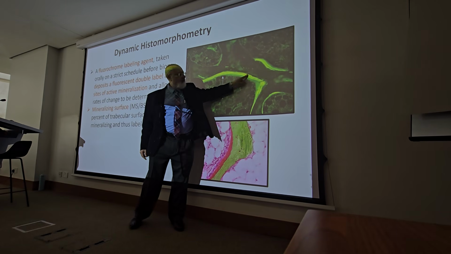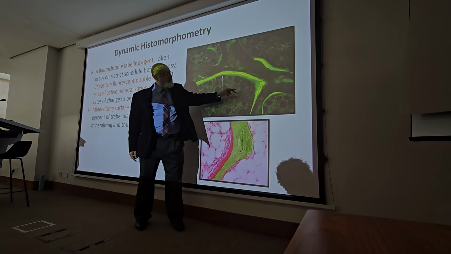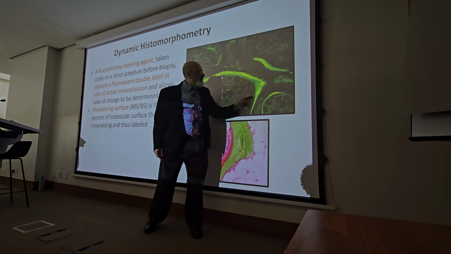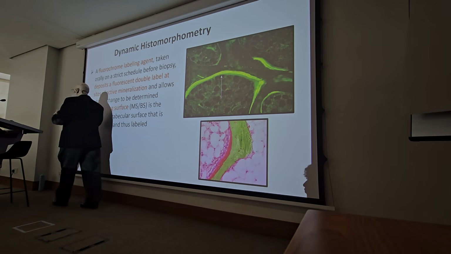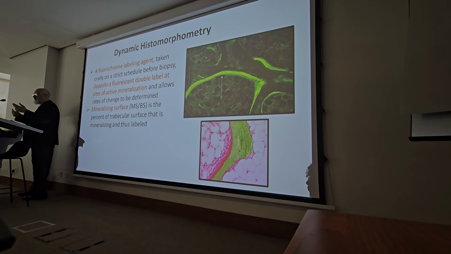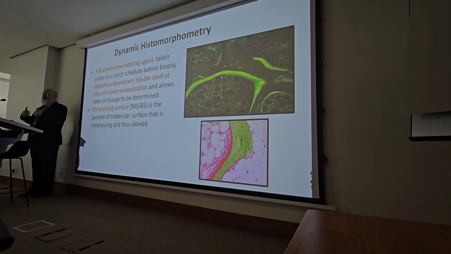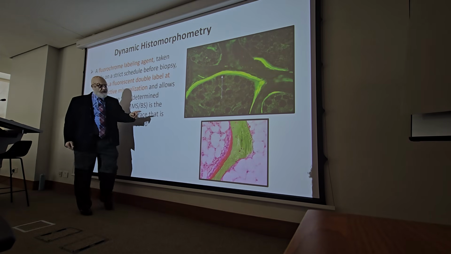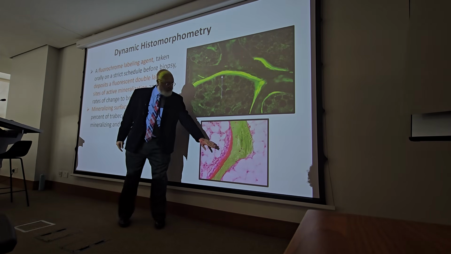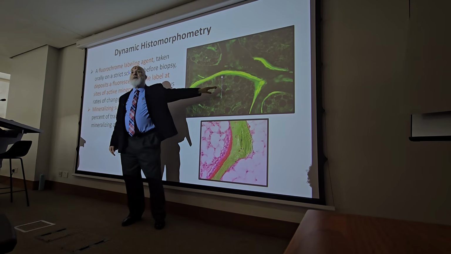This surface is mineralizing at the 2 time points which you give the label, and this one at that time, and others are not. So this is called dynamic histomorphometry because I can see things happening. I give it every week or 2 or 3 weeks and get the biopsy and see what's happening inside the bone, not through the static morphometry of osteoid deposition, but dynamically by looking at the fluorescent label.